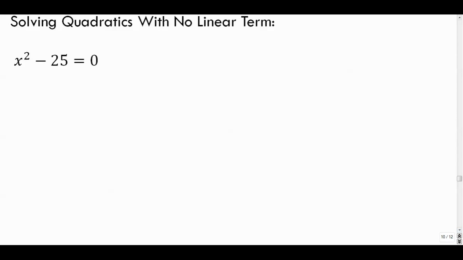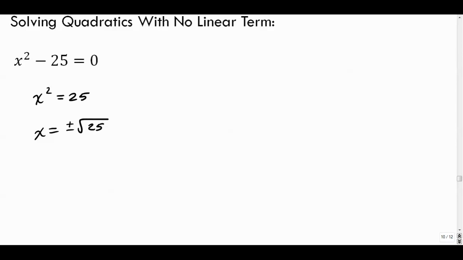So now we're not just going to factor quadratics, we're going to solve them. This is a quadratic that does not have a linear term. If you wanted to expand this out into a traditional quadratic equation, it would be x squared minus 25 equals 0, with a 0x as the linear term, but of course we don't need to write that. So what I'm going to do is just get that 25 over. I'm going to take the square root of both sides.